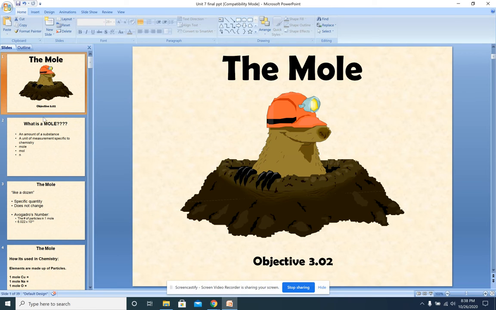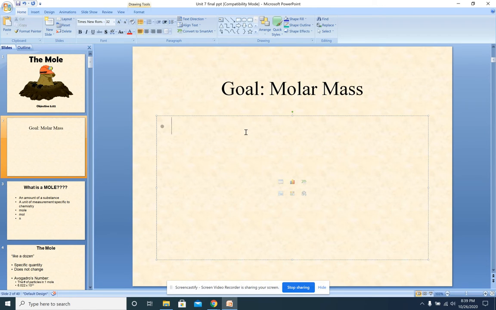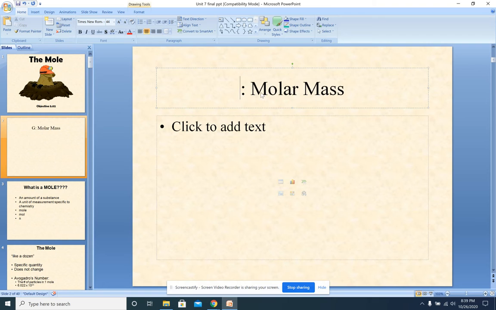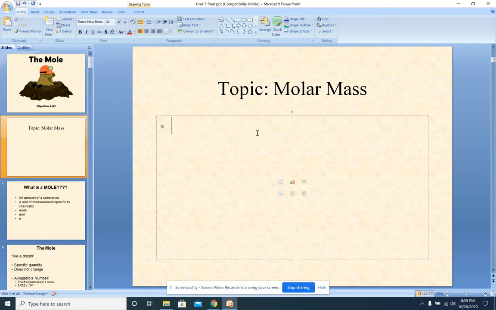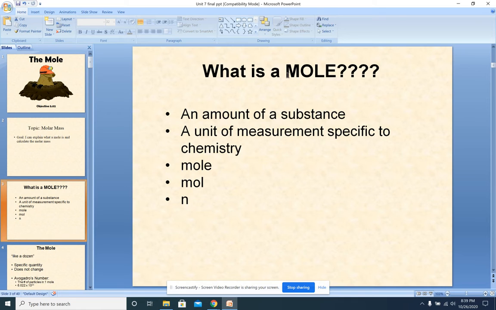So the topic for this section is molar mass. Well, that's your topic, sorry. Your goal: I can explain what a mole is and calculate the molar mass. So what is a mole?